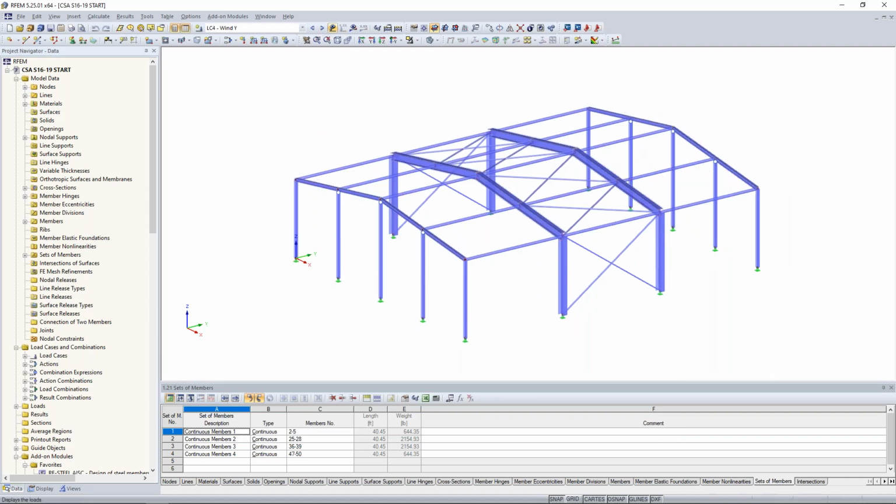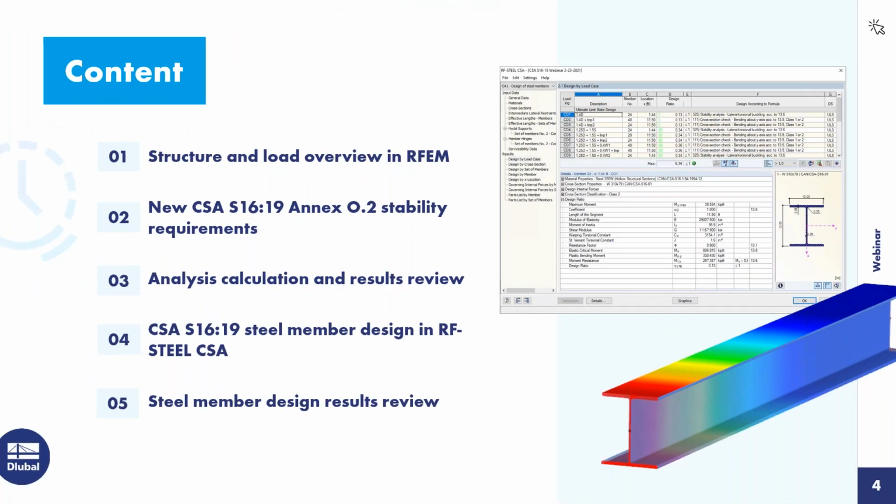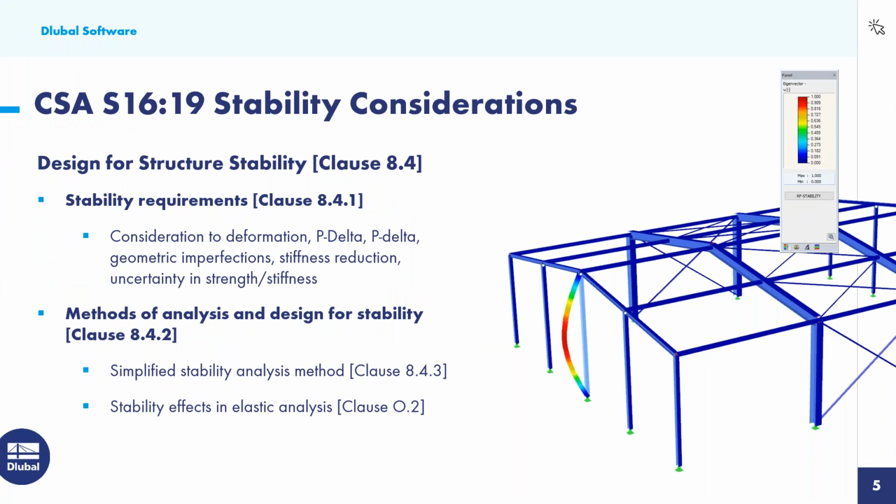So now that we have gone over the initial modeling and the initial loading, I want to jump back to the PowerPoint to begin our discussion about stability considerations. If we refer to the CSA standard, and in particular clause 8.4, the code tells us that we must consider structure stability, of course, for the overall design.